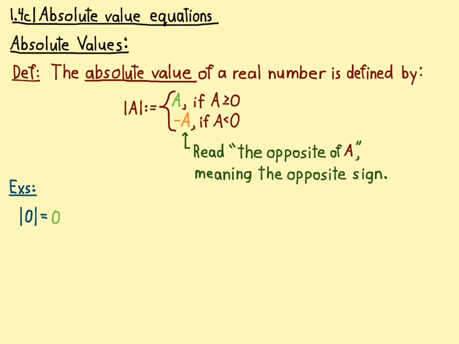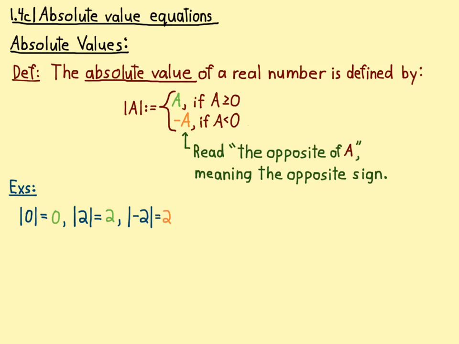So examples: absolute value of 0 equals 0. That's using the first rule. I use the green there to signify that's the A in the first rule, because that's the one that covers when A equals 0. For the absolute value of 2, this A is the 2, which is greater than 0. So I use which rule? I use the rule for when A is greater than or equal to 0. So I just drop the absolute values. I get 2.